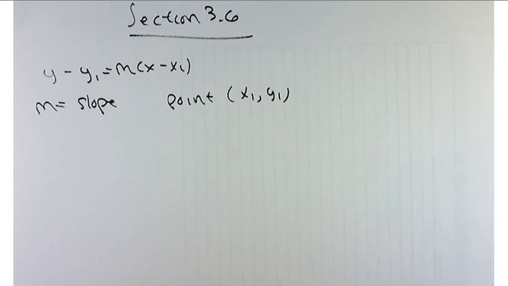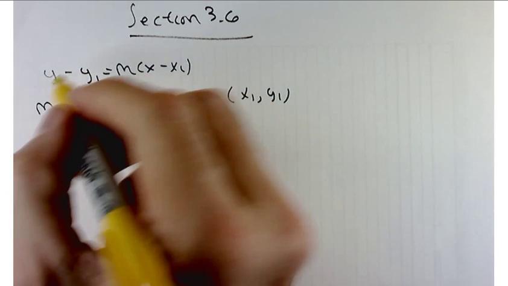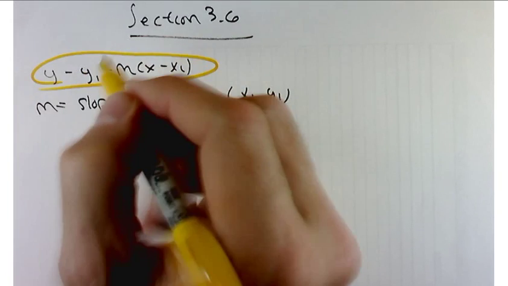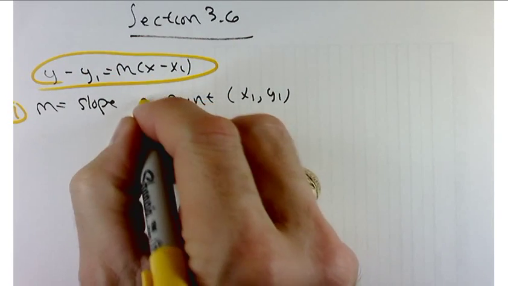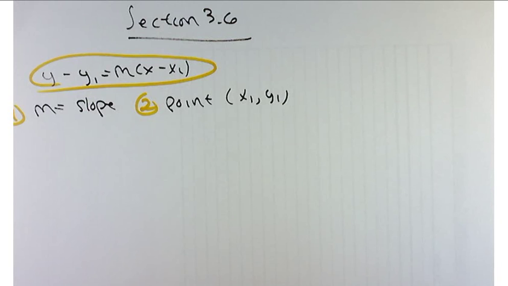The point slope form of the equation of a line is given by this formula. You're going to need to substitute in these two things into this equation in order to determine the equation of a line. So you're going to need to know a point and a slope. We'll start out with problem number 16.